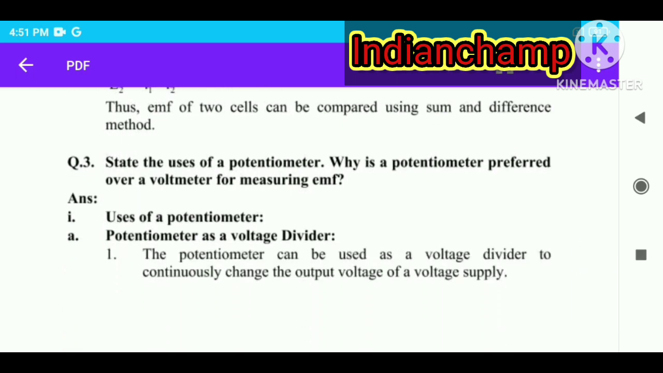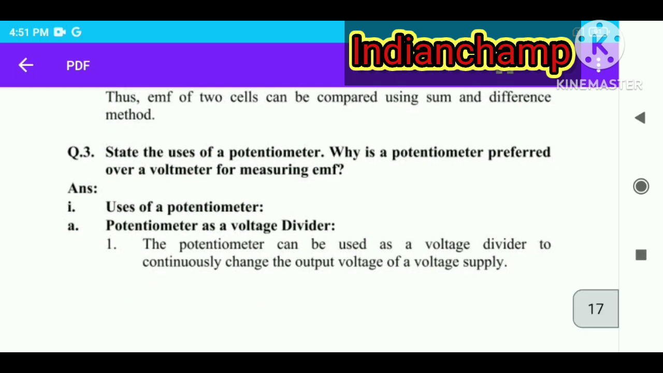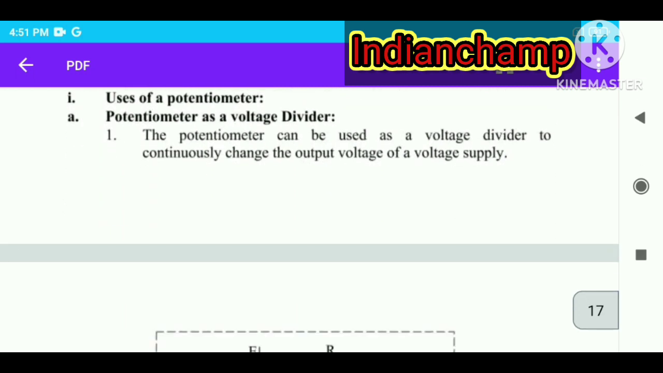Question number 3. State the uses of a potentiometer. Why is a potentiometer preferred over a voltmeter for measuring EMF? Answer. First, uses of a potentiometer. A. Potentiometer as a voltage divider. First, the potentiometer can be used as a voltage divider to continuously change the output voltage of the voltage supply.